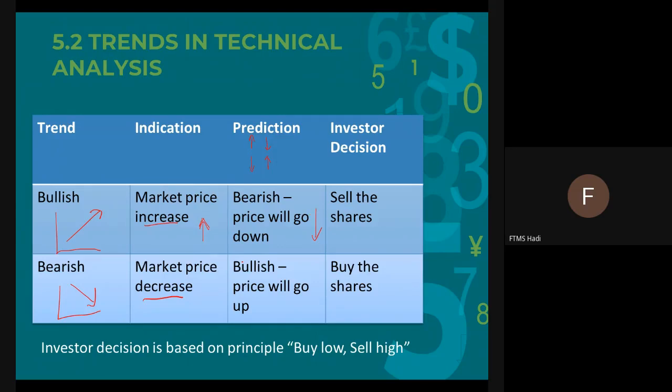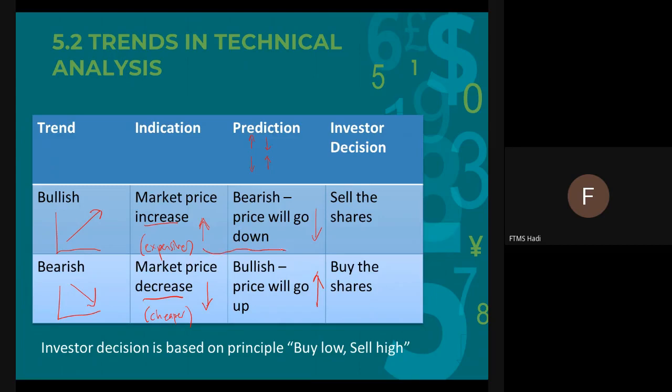it will be going down. But if bearish indicates that the market price is decreasing, later on you might find out that the prediction is it will increase. The shares will be going up. All right. So if the market price decreases, that means the price will be cheaper. If the market price increases, that means it will become more expensive.